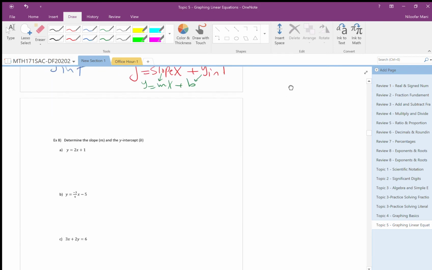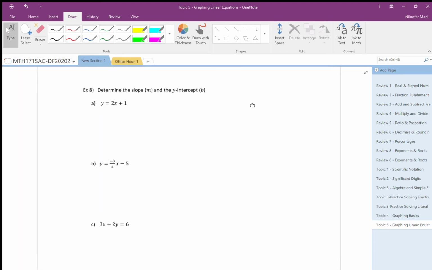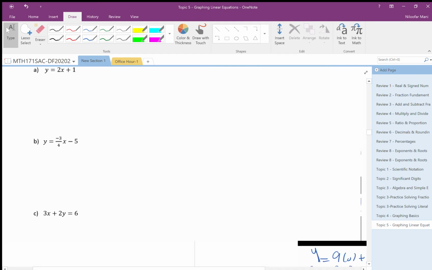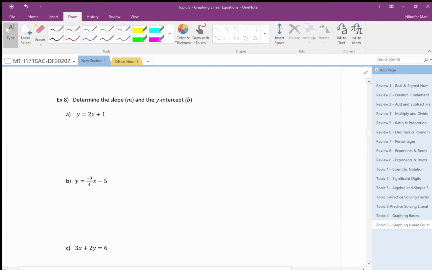Perfect. So now I can do these questions. What is the slope here? For the first one, very easy. The slope, which we agree to call m, is 2, and the y-intercept is 0 and 1, because I see 1 there.